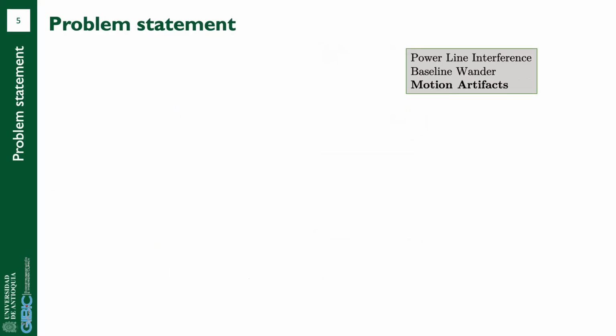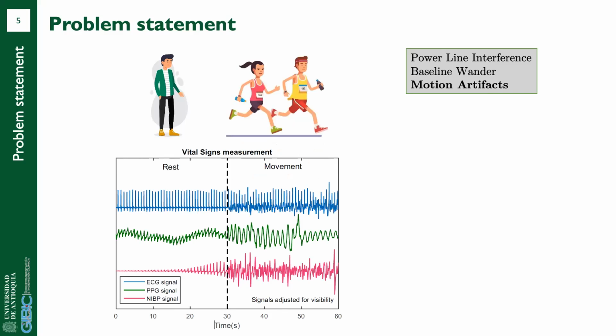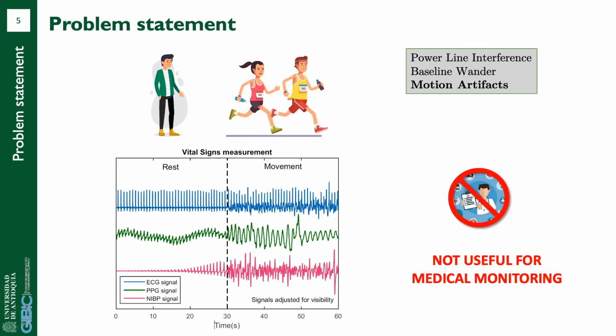As I mentioned before, one of the sources is the motion artifact, but it's not the only one. The other sources are the power line interference and the baseline wander, but one of the most important, I remark, is the motion artifacts. The problem with this is that when you are at rest, you can measure the information of the patient with good results. You can measure, for example, the electrocardiography, photoplethysmography, and non-invasive blood pressure with good results. But when the patient or the person is making movements, the information is contaminated by motion artifacts, and this contamination does not allow obtaining a good result because it can lead to a misdiagnosis. For this reason, the information obtained with these devices is not useful for medical monitoring or medical diagnosis.